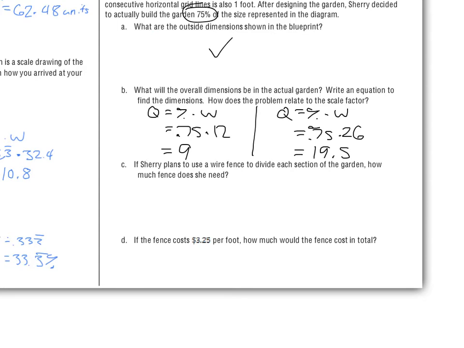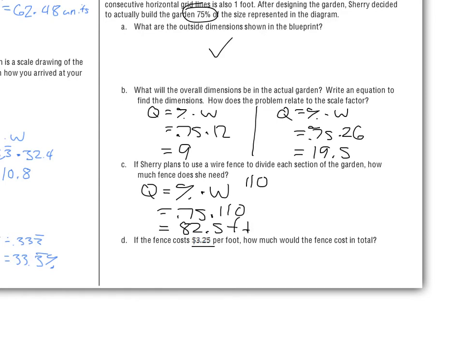So when I added this all together, I got that originally there was 110. So if I want to find what my scaled value is, Q is equal to percent times whole, 0.75 times 110. Tells me that they're going to need 82.5 feet of fence.